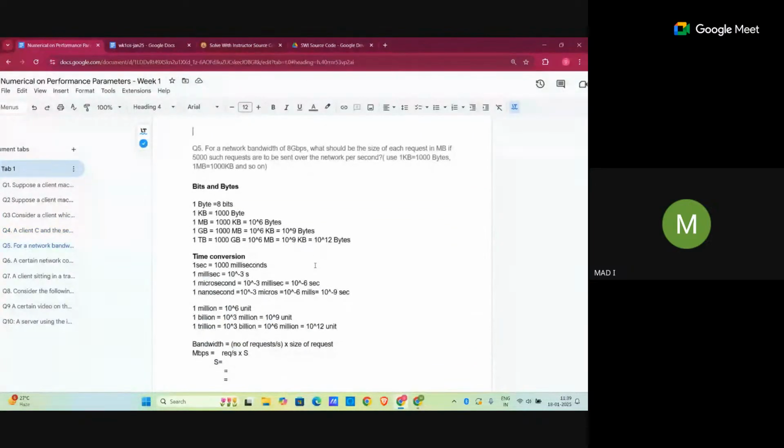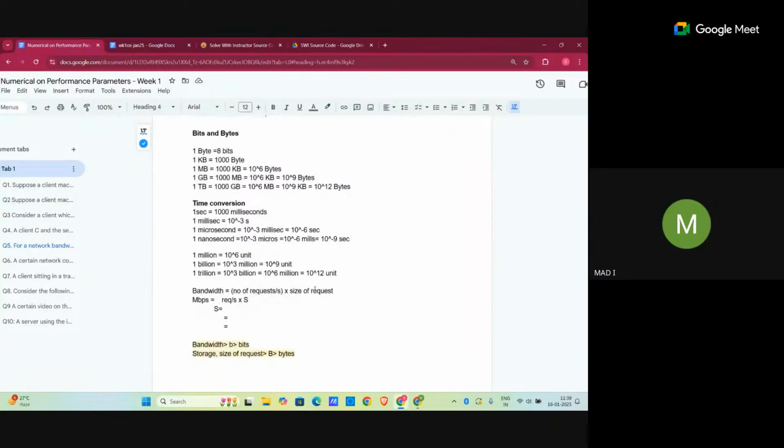Now, bandwidth is a measure of how good your network connection is. Remember one thing: the bandwidth is always given in the form of bits, gigabits per second, megabits per second, but we are usually familiar with bytes. Bandwidth is given in bits, that is small b, and the storage or size of request is generally given or asked in bytes, which is capital B.